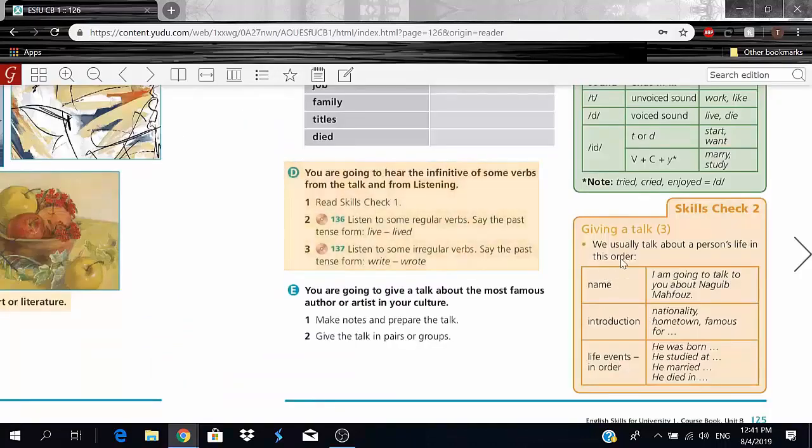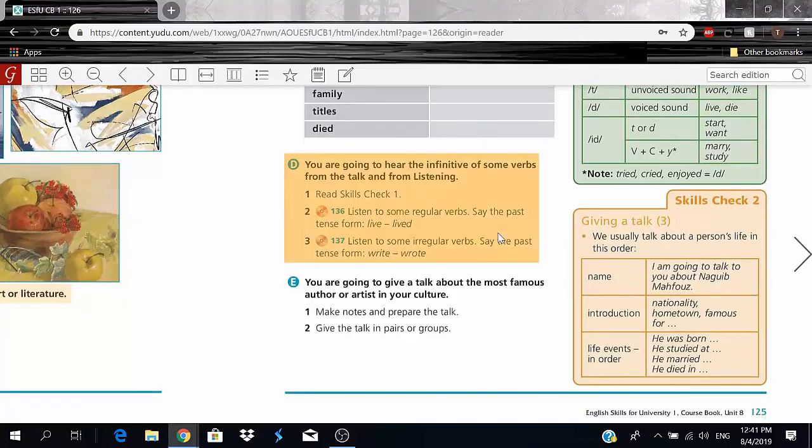Here we have Skills Check 2, Giving a Talk number 3. I hope you're keeping track of our Giving the Talks because they get better and better each time. We usually talk about a person's life in this order. When you talk about a person's life, like the girl in the audio above, you start with the name of the person. In this case, she was talking about Naguib Mahfouz. Then you give a brief introduction.